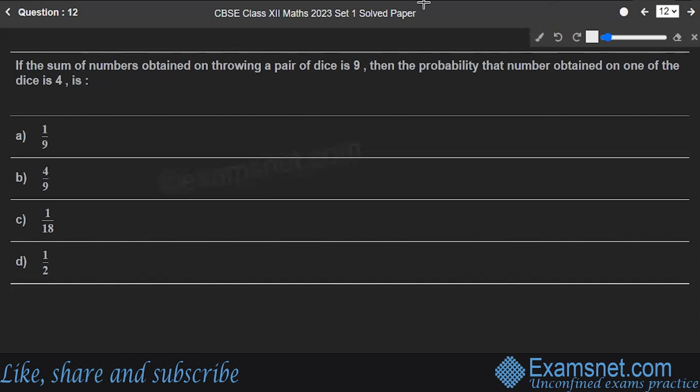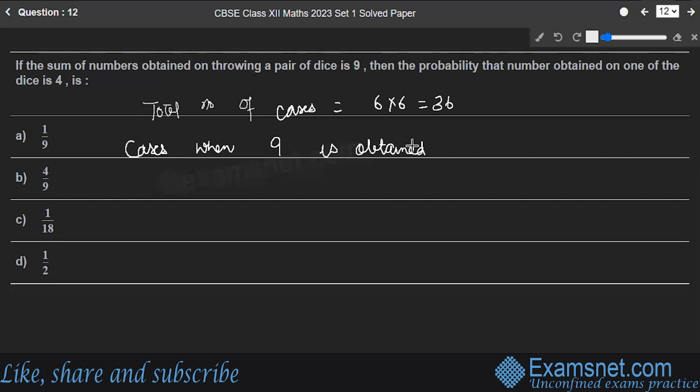If the sum of numbers obtained on throwing a pair of dice is 9, then the probability that the number obtained on one of the dice is 4 is? First of all, you are throwing 2 dice, so the total number of cases will be 36, right? And the cases when 9 is obtained: when the first has a 3, second has a 6; first 6, second 3; 4, 5; or 5, 4.